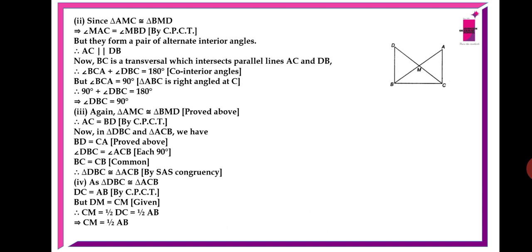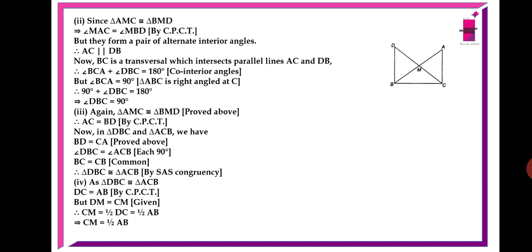Therefore, angle DBC plus angle ACB equal to 180 degrees because they become co-interior angles. We know that angle ACB equals 90 degrees as triangle ABC is right angled at C. Therefore, 90 plus angle DBC is equal to 180, and angle DBC equal to 90 degrees. 180 minus 90 gives you 90 degrees. Again, triangle AMC is congruent to triangle BMD, we have proved in the first equation. Therefore, AC equal to BD by CPCT.